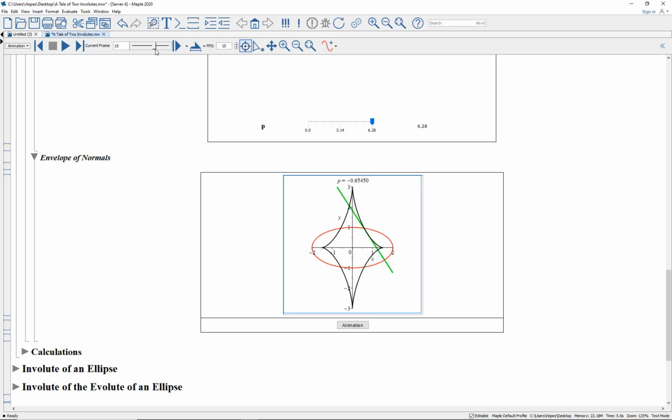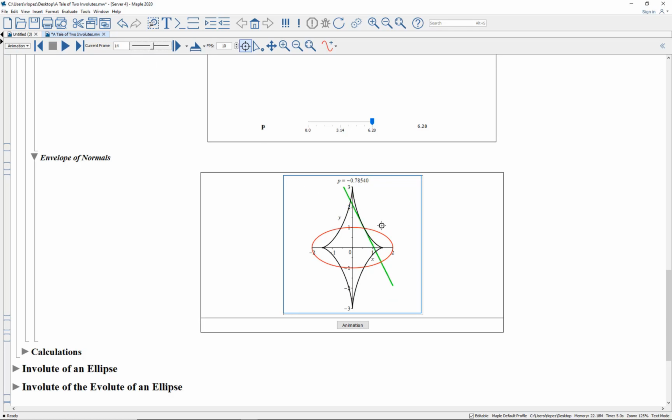That green line is tangent to the evolute that we drew before. If you take the envelope of this family of normals, you get the evolute. Now, what does it mean to take the envelope of the family?